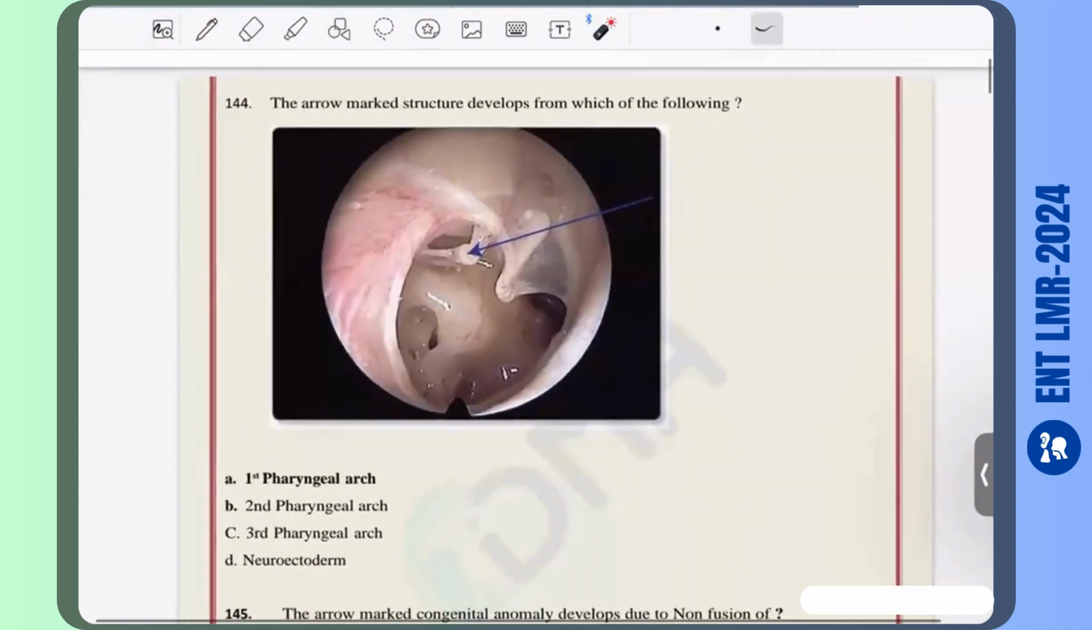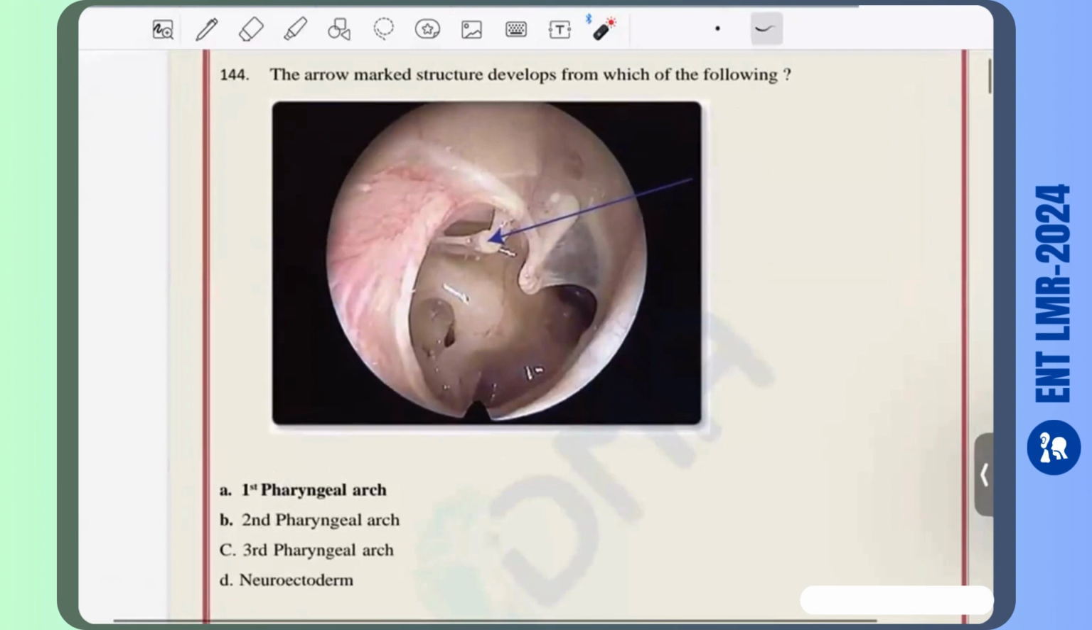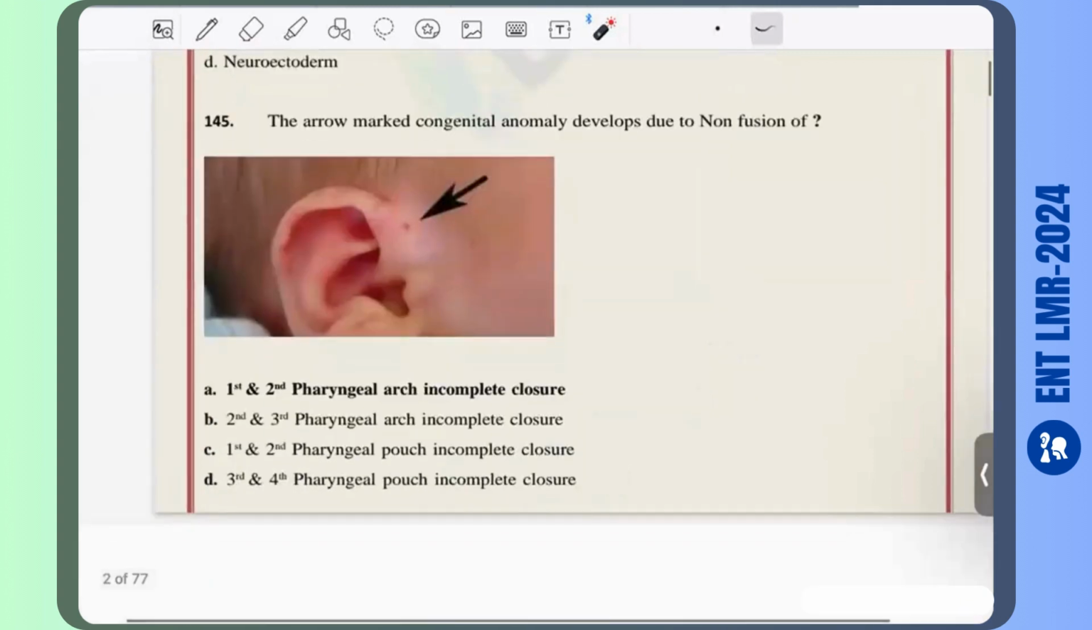The questions which were asked from the last FMG here: what is the structure and which is the origin of this particular structure? This is malleus, this is incus. Malleus and incus come from first arch mesenchyme. I already told you. The question was asked from last FMG. This one is exactly the pre-auricular sinus which I just discussed.